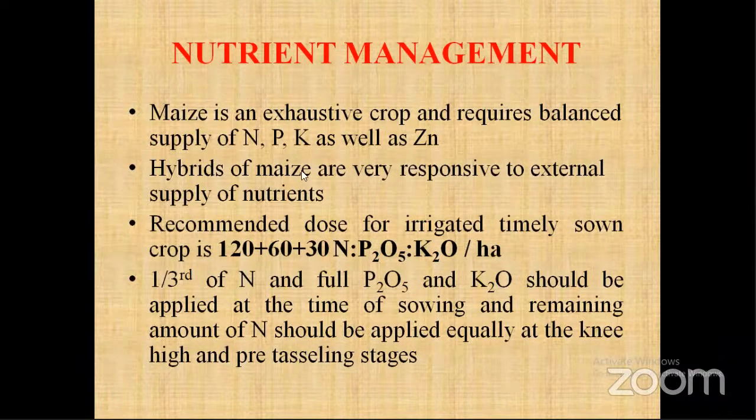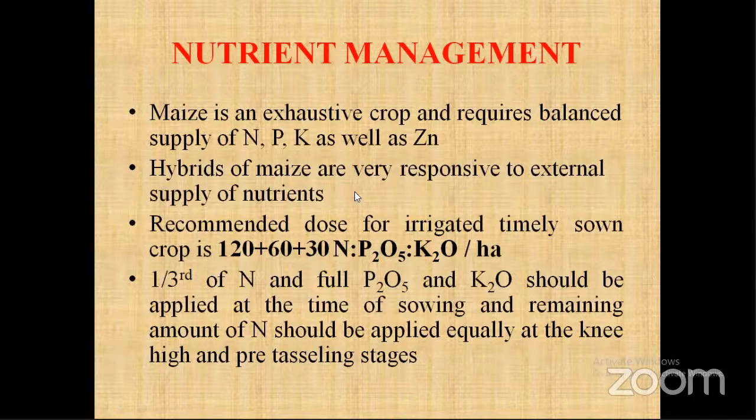And especially hybrids of maize, they are very responsive to external supply of nutrients. External supply means application of nutrients through fertilizers. Indigenous supply means that is the soil inherent capacity.